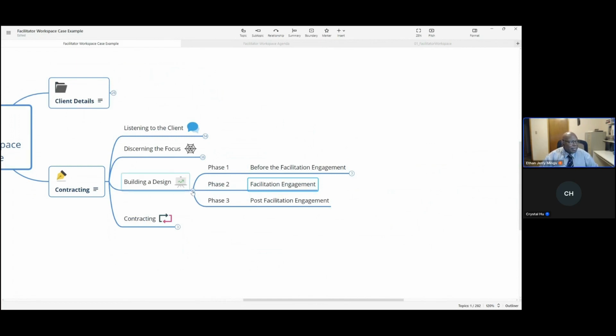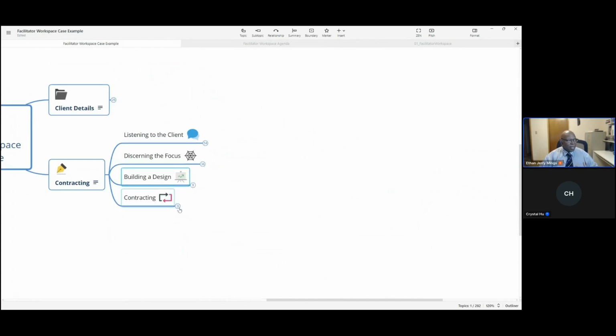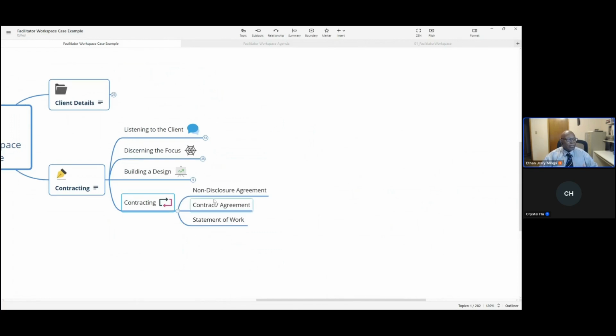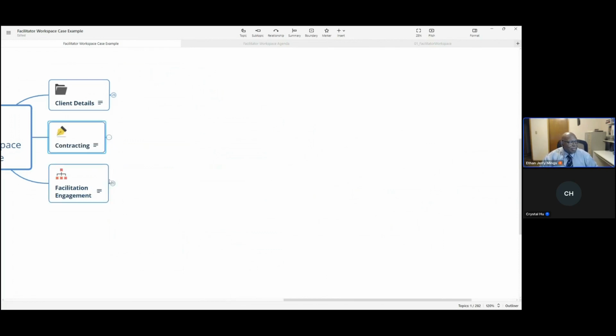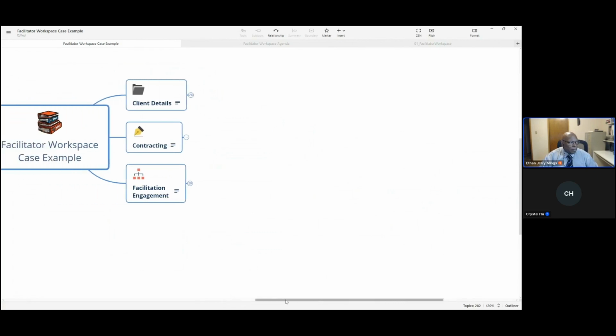I think the last thing that's really important when you're contracting is really to contract. Be clear about what's confidential for the group and what's confidential for you as a facilitator. That's a non-disclosure agreement. Be clear about how you're going to work together, and then create a statement of work. So that's the phase of contracting that I think is really helpful when you're working with a group together.